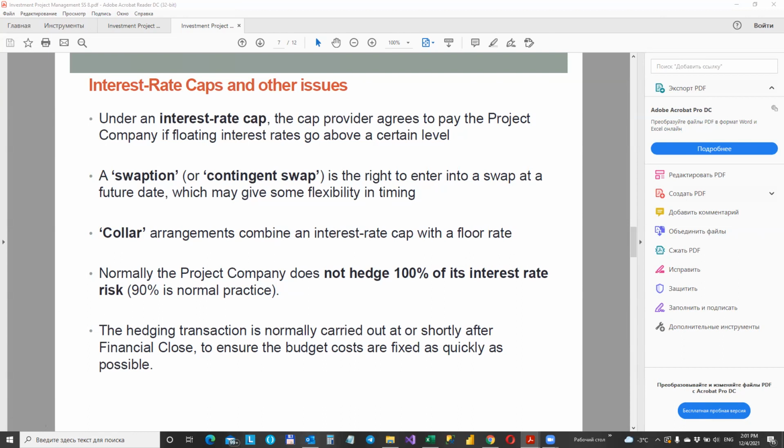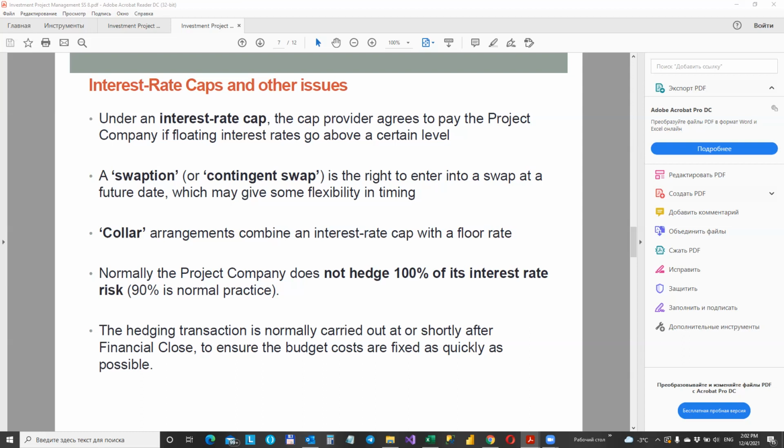Okay, let's continue and discuss interest rate caps and other issues. Under an interest rate cap, so it's a limitation from the above, the cap provider, again usually a bank, agrees to pay the project company if floating interest rates go above a certain level. For example, the current floating rate may be 3% and the cap rate set at 5%. So long as the floating rate remains below 5%, the project company just pays the floating rate.